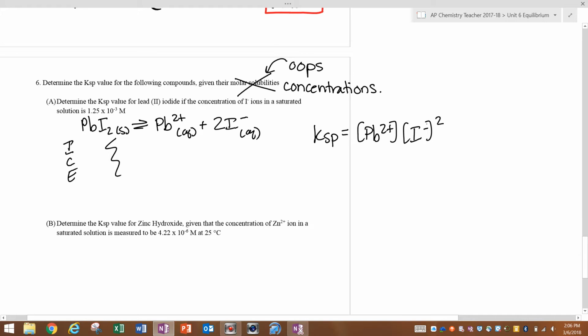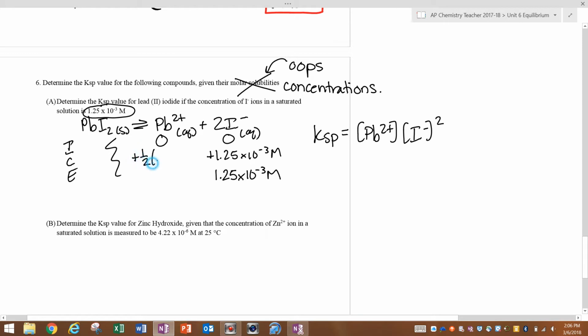If we take a look at what the problem tells us, it tells us the concentration of iodide in a saturated solution is this right here. So that means my equilibrium value of iodide is 1.25 times 10 to the negative third. These both start at 0, so my change is 1.25 times 10 to the negative third. If I know one value in the change row, I should be able to figure out all the other values because I just use my mole ratio. In this case, it's a 1 to 2 mole ratio. So my iodide value is double that of my lead value.